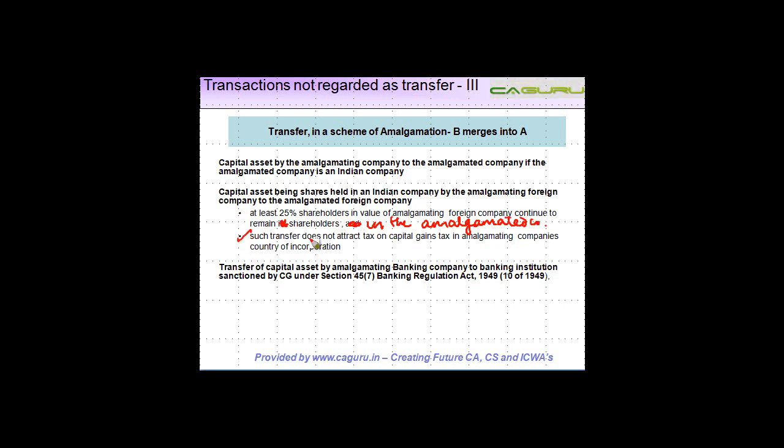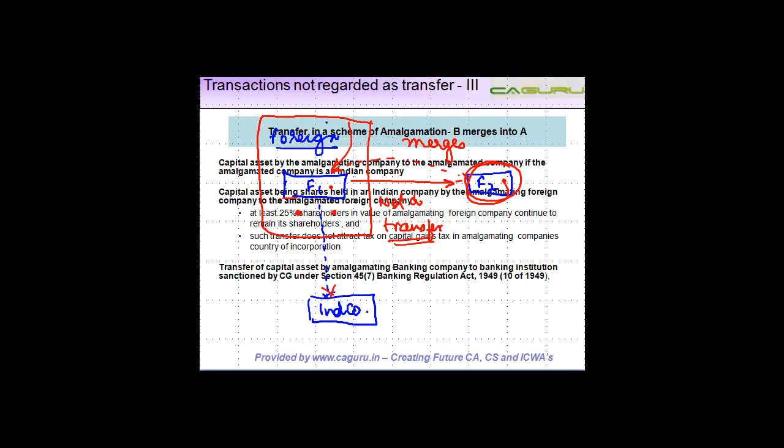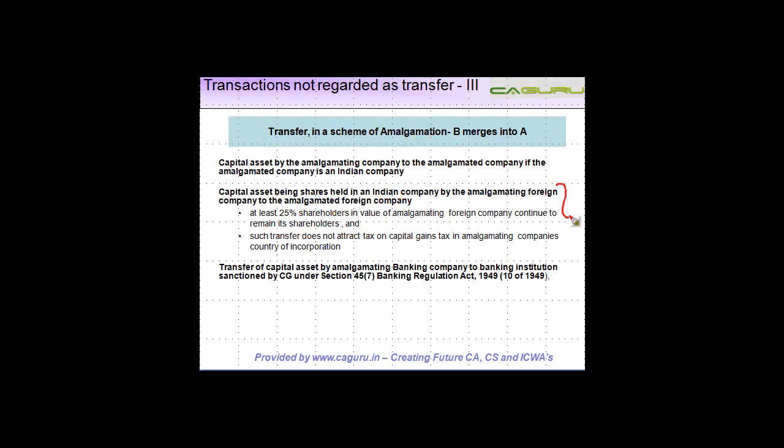Such transfer does not attract capital gains tax in the amalgamating company's country of incorporation. So this transfer should not result in any tax liability in the country in which F1 is incorporated. Right? If these two conditions are satisfied, India will not tax such kind of transfer. It will not be treated as a transfer and hence will not be liable to capital gains tax.